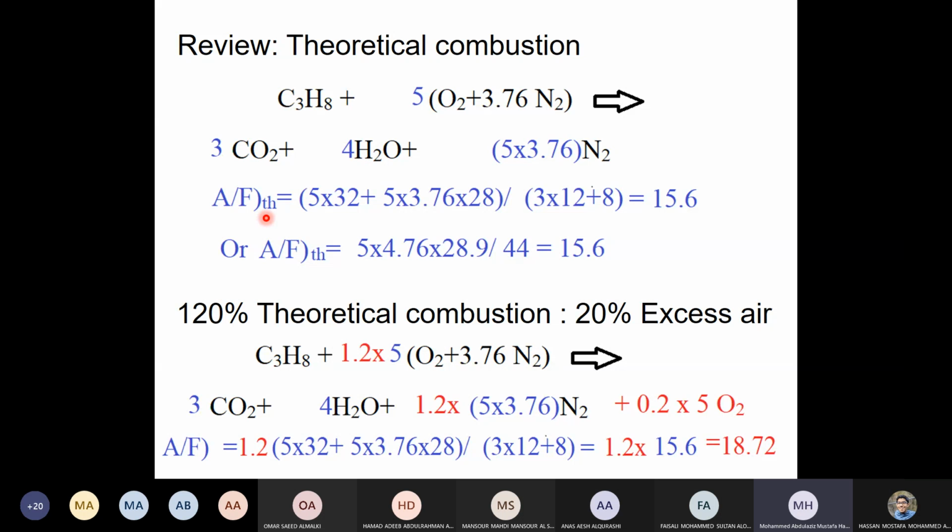The air to fuel ratio for that, let us calculate it together here. I want to calculate the air to fuel ratio. So I'm calculating the mass of air. What is the mass of air? This is the air here. Can we calculate the mass of that?